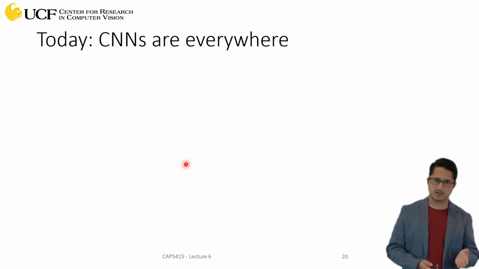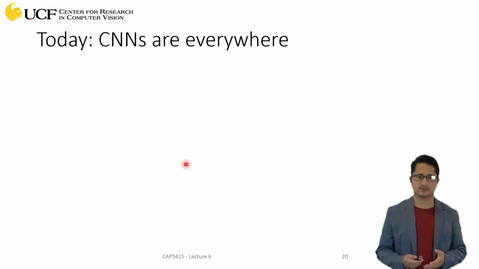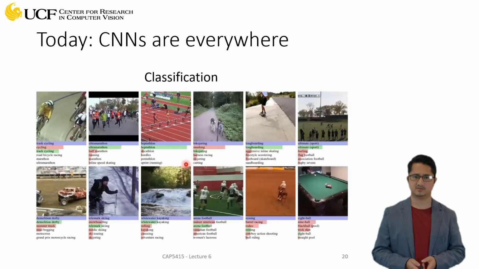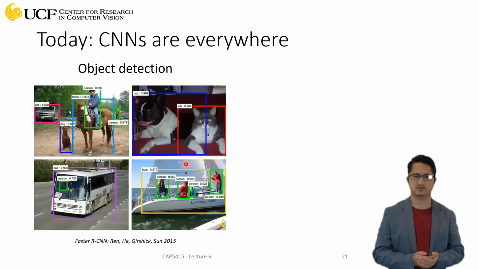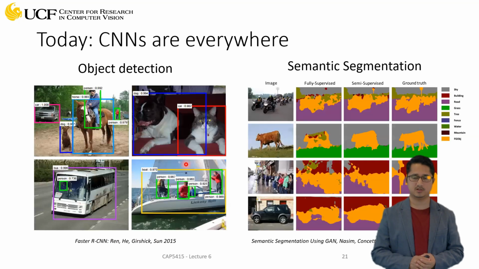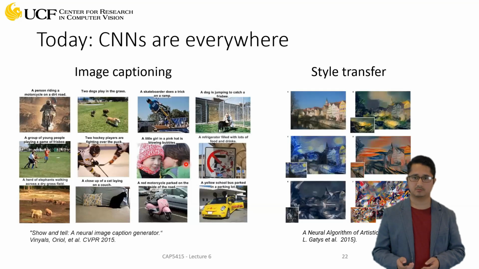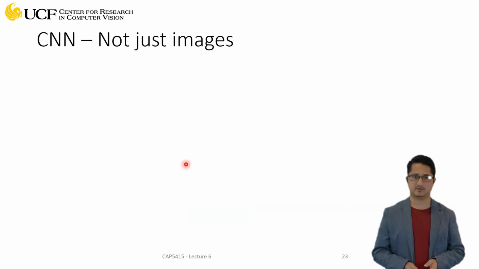All right, so it started in 2012, but today CNNs are used everywhere in all the problems. This we have covered in the first lecture as well. We saw that we use CNNs for classification, object detection, and semantic segmentation. Later in the course, we will talk about some of these CNN architectures, which are very popular and very good at, let's say, object detection or object classification. They can be used for image captioning. We have talked about style transfer as well.